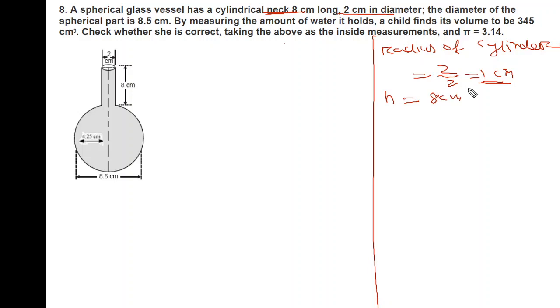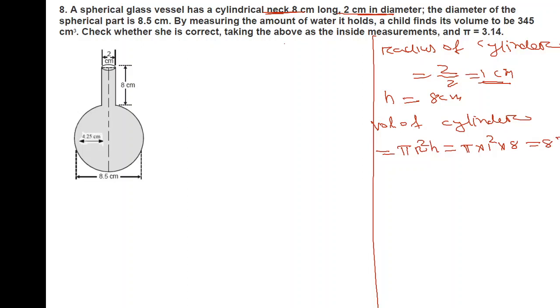So we can find the volume of the cylinder. Volume of cylinder will be equal to pi r square h, you know the volume of the cylinder. Pi into r, which is 1, squared, will be 1, into h, which is 8. So it will be equal to 8 pi, you can write.